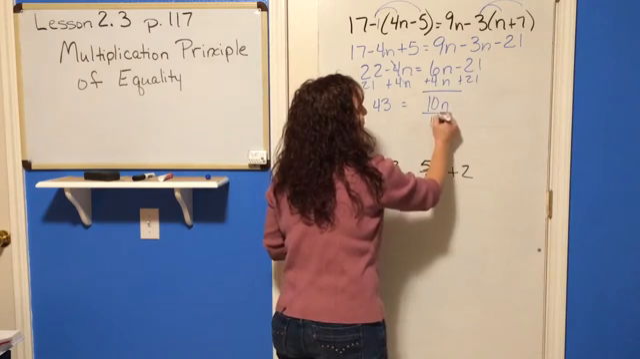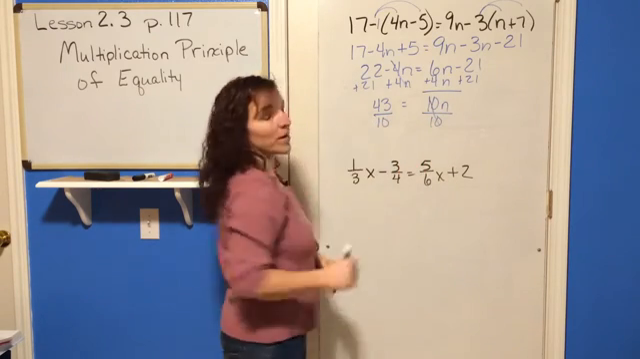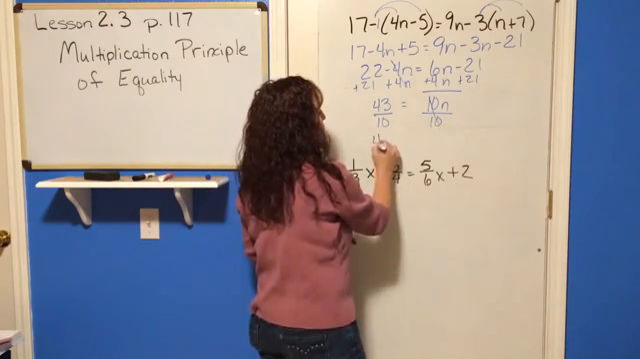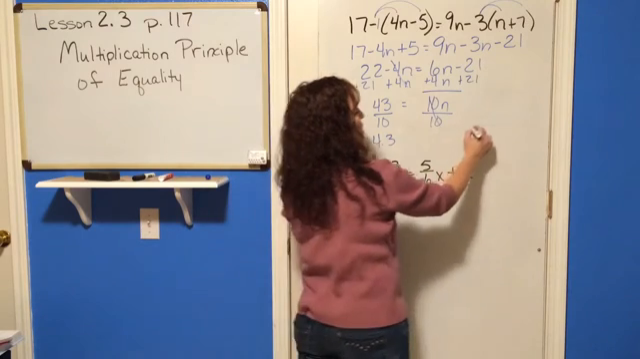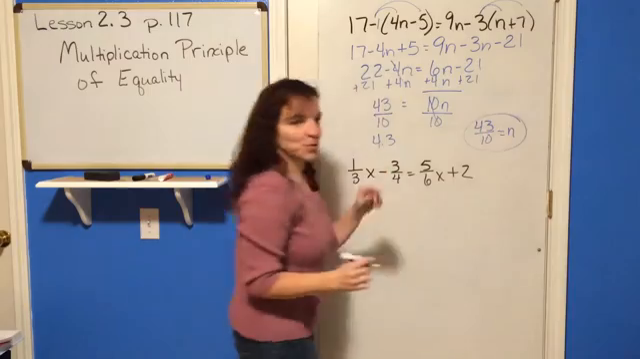So you're going to divide by 10 on both sides, and so your final answer is just 43 tenths. If you happen to put it into your calculator and you get 4.3, that's all right too. So 43 tenths equals n is your final answer.